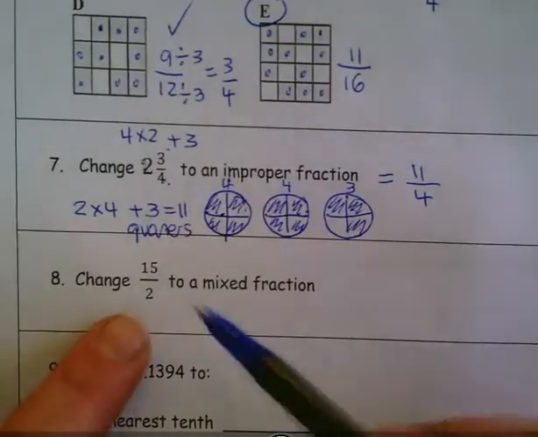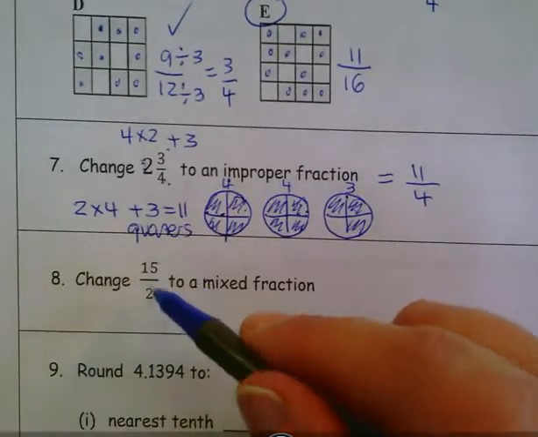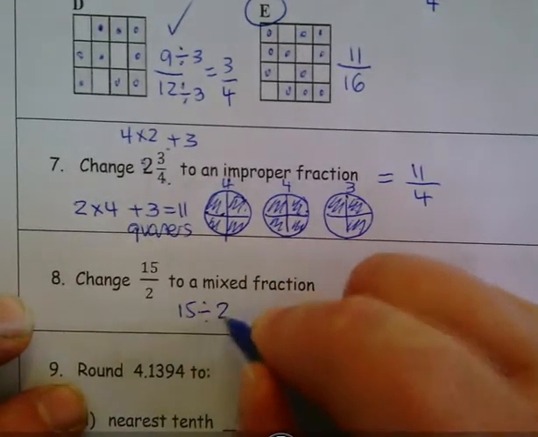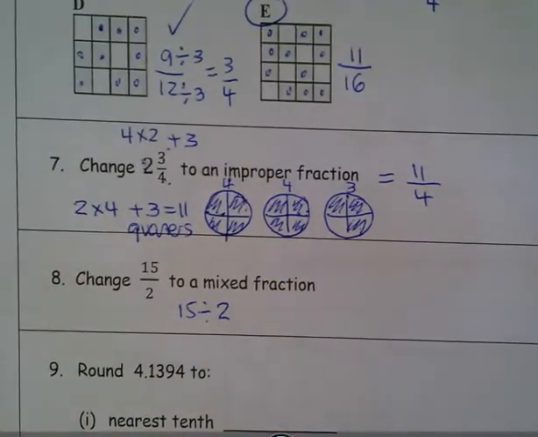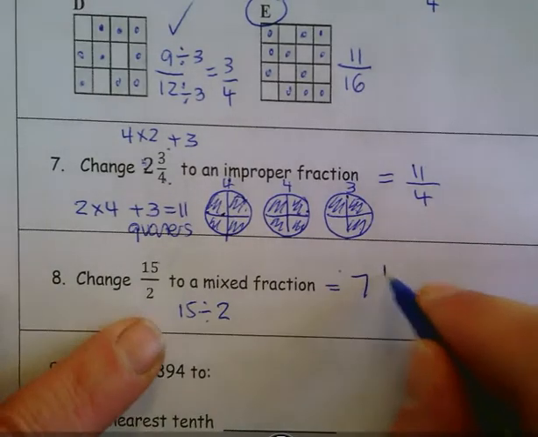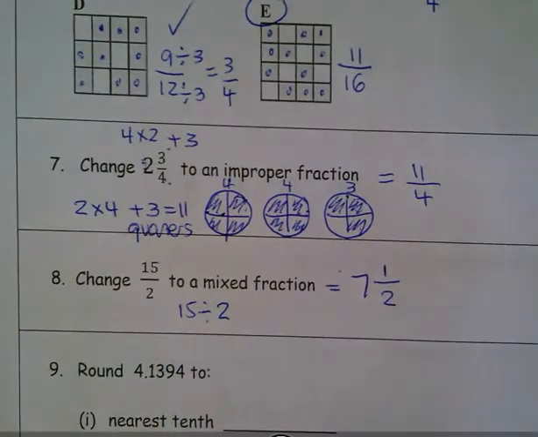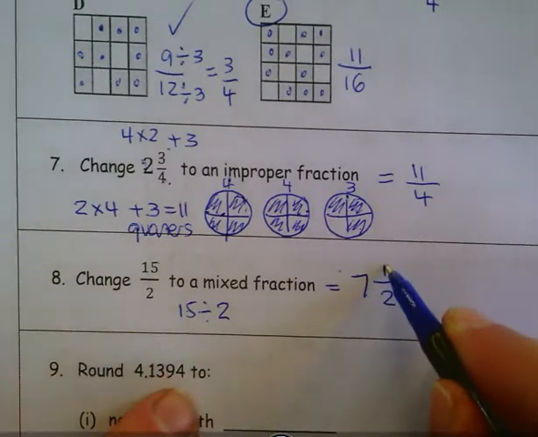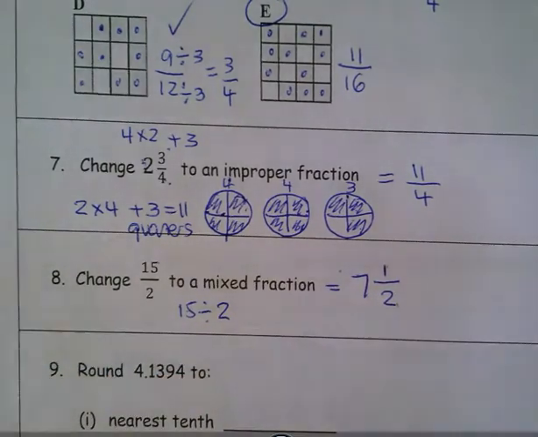Now, this is the opposite. Whenever you see a fraction line, it means to divide. So this really means 15 divided by 2. How many 2's go into 15? So we know we've got 7, remainder 1, and basically it's 7.5. So 2 goes into 15 7 times, and there's 1 remainder out of 2.